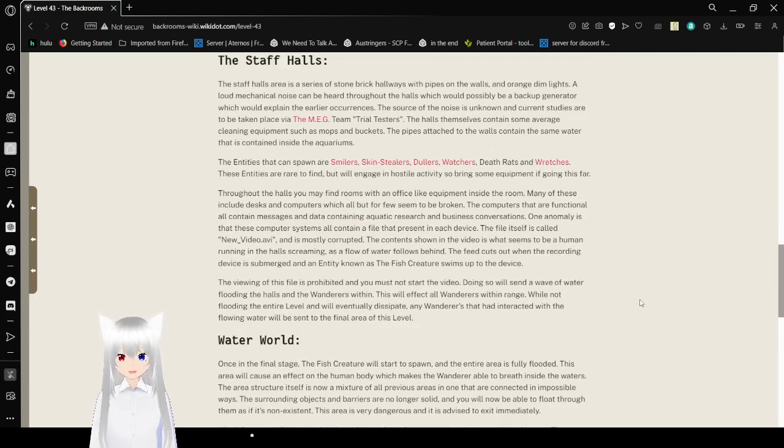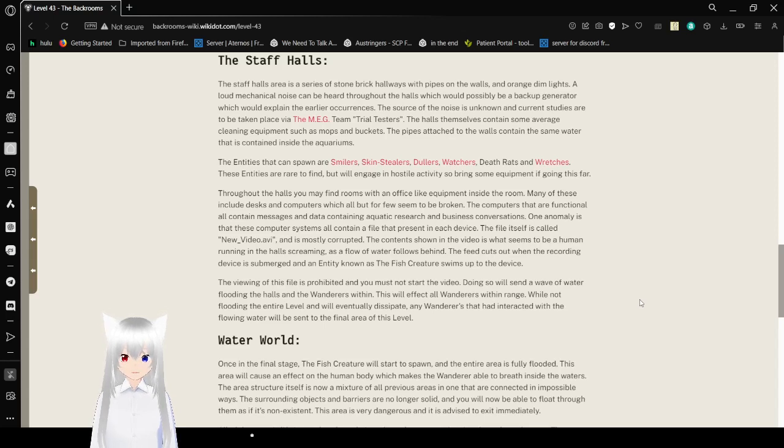The staff halls. The staff halls area is a series of stout brick hallways with pipes on the walls and orange dim lights. A loud mechanical noise can be heard throughout the halls, which would probably be a backup generator, which would explain the earlier occurrences.